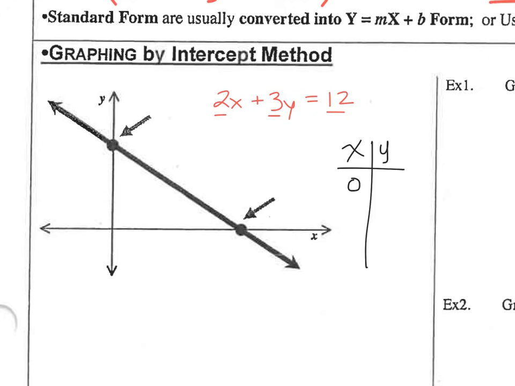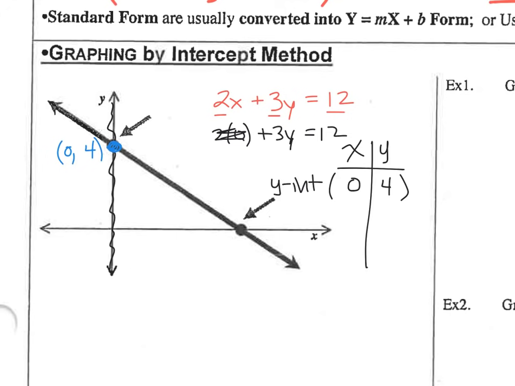I'm going to start by plugging in 0 for x. Now, remember, whenever you plug in 0 for x, that means it is some number that is going to be on the y-axis. That means this point here is going to be our y-intercept. So if I plug in 0 for x, I have 2 times 0 + 3y = 12. 2 times 0 is nothing. So if I divide by 3, I get a y value of 4. So this is the point 0, 4, our y-intercept.